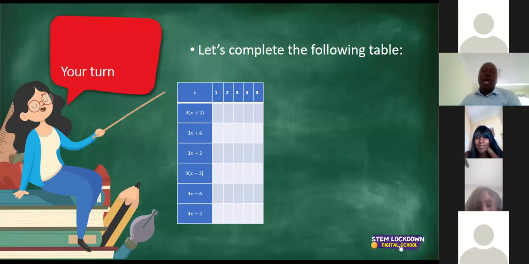Exactly. So as you can see, class, the last expression is different from the previous one. In this case, instead of a monomial, you have a binomial now. You've got an expression which has got 2 terms. The first term is 3x, and the second term is -2.